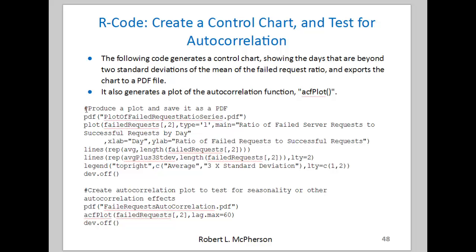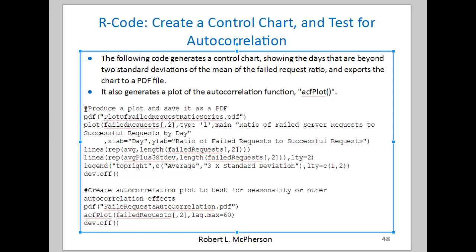Now, the second part of the R code shown here just produces a plot, and this should be familiar to most of you. You can add lines to your standard R plot. This one adds a mean, a solid line. This one here adds a dotted line for the standard deviation, and we're adding a legend. And then we're saving it as a PDF file.